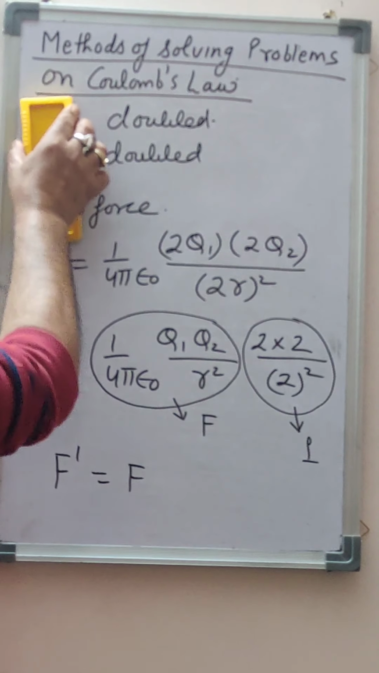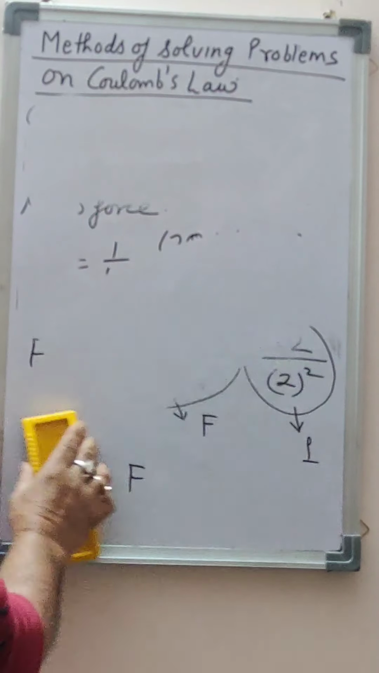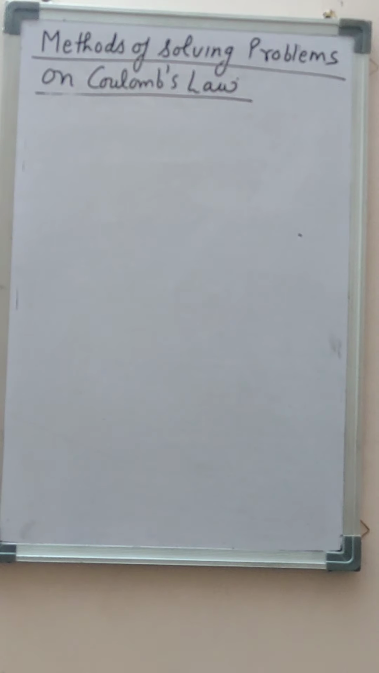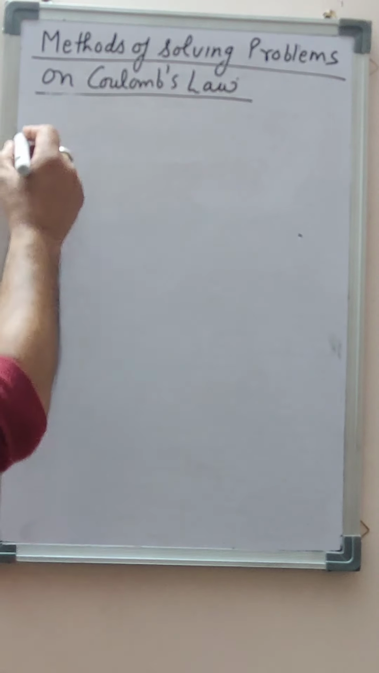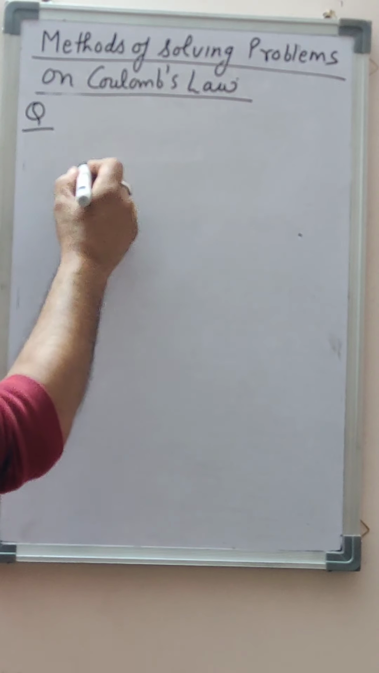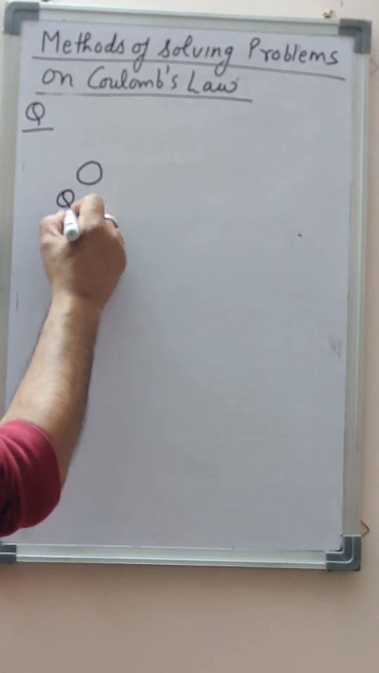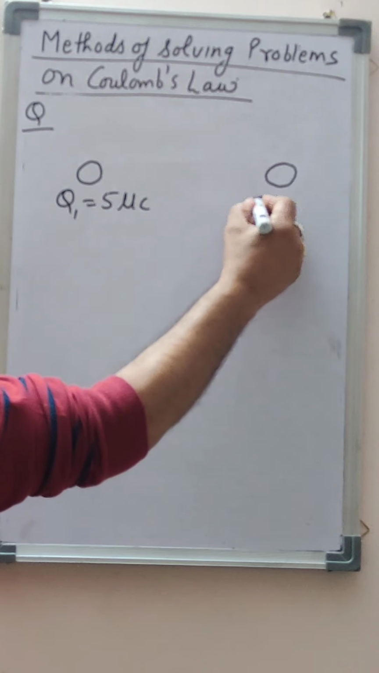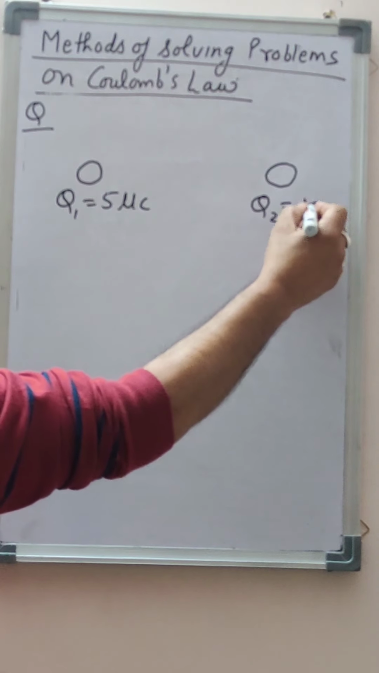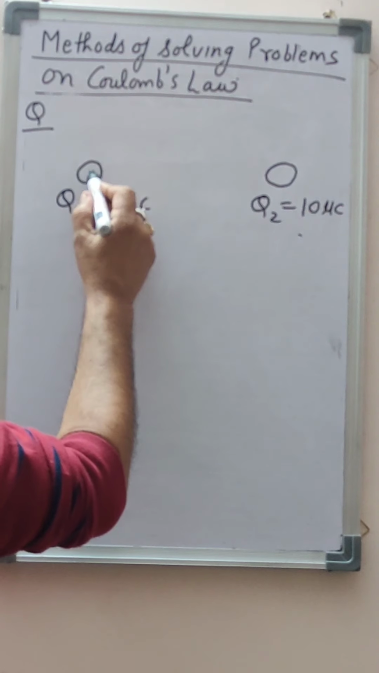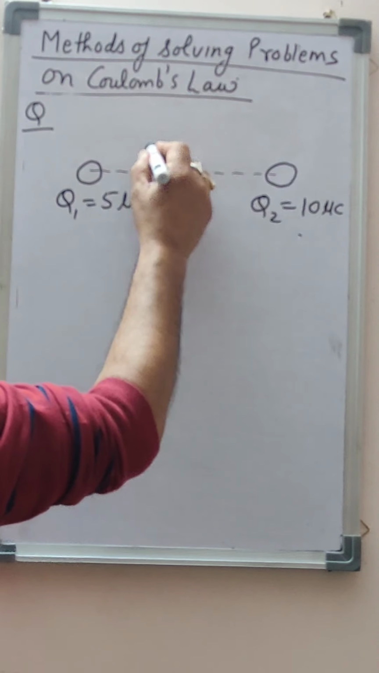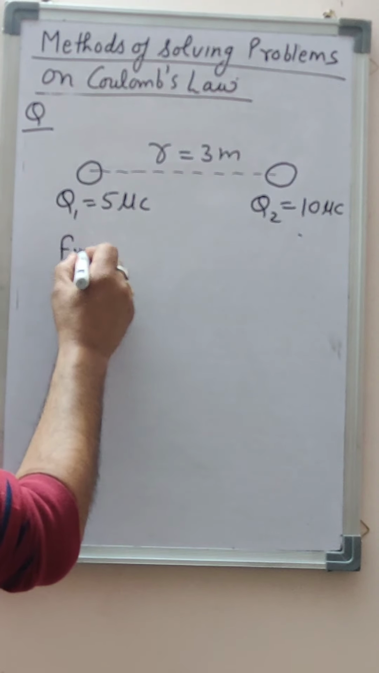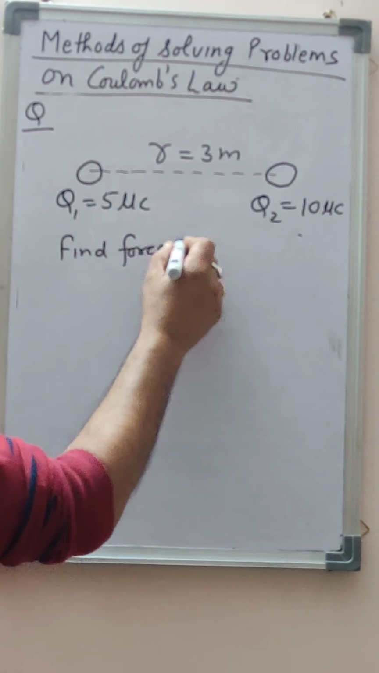Now next question, how you will be using the formula. Now question is, 2 point charges q1 5 microcoulomb, q2 10 microcoulomb, and separated by distance 3 meter. Find force between them.